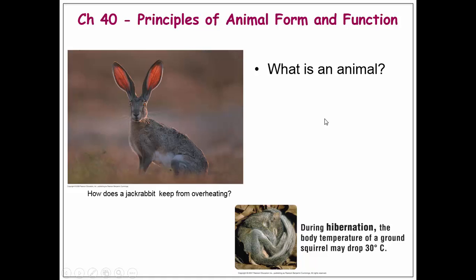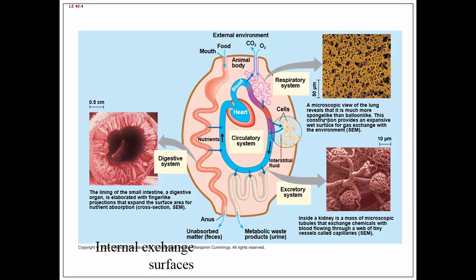In 10 minutes or less, I'm going to cover everything that we need to know about an animal for this next examination. You first need to know what an animal is. And this graphic right here shows you some of the internal exchange surfaces of your typical animal. We went over this quite extensively in class, but it gives me a good idea of the alimentary canal, of the circulatory system, and of the respiratory systems, typically what they are and how they look in animals.